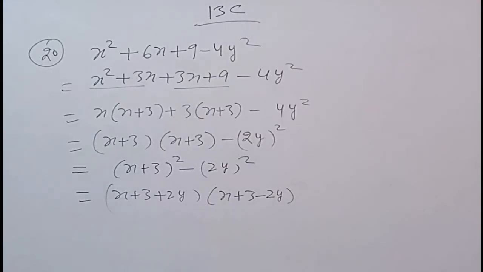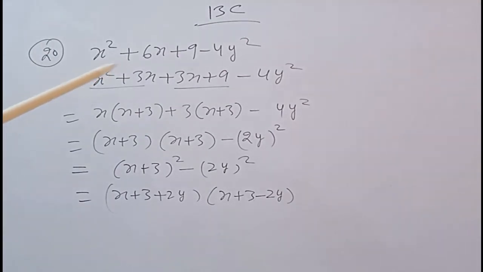Children, I am taking question number 20 of exercise 13C. Question is x square plus 6x plus 9 minus 4y square. So first we will solve the x square plus 6x plus 9. We can write x square plus 6x plus 9 as x square plus 3x plus 3x plus 9 and minus 4y square. Now make the pair: x square plus 3x, take the common, x is common, so inside the bracket we get x plus 3.